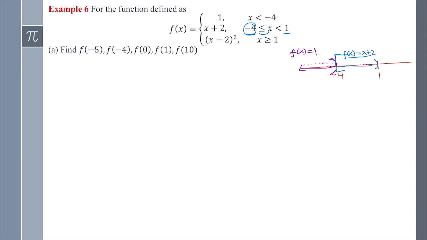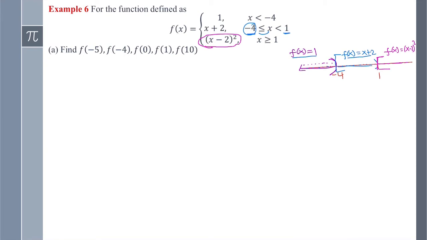If the input is in this interval, this is what we use to find the value of the function. And the last one says if x is greater than or equal to 1, so if the x value is right here, then the definition of the function is f of x equals (x minus 2) squared. Or if your input is here, which is greater than or equal to 1, then we use this definition of the function to evaluate the value.